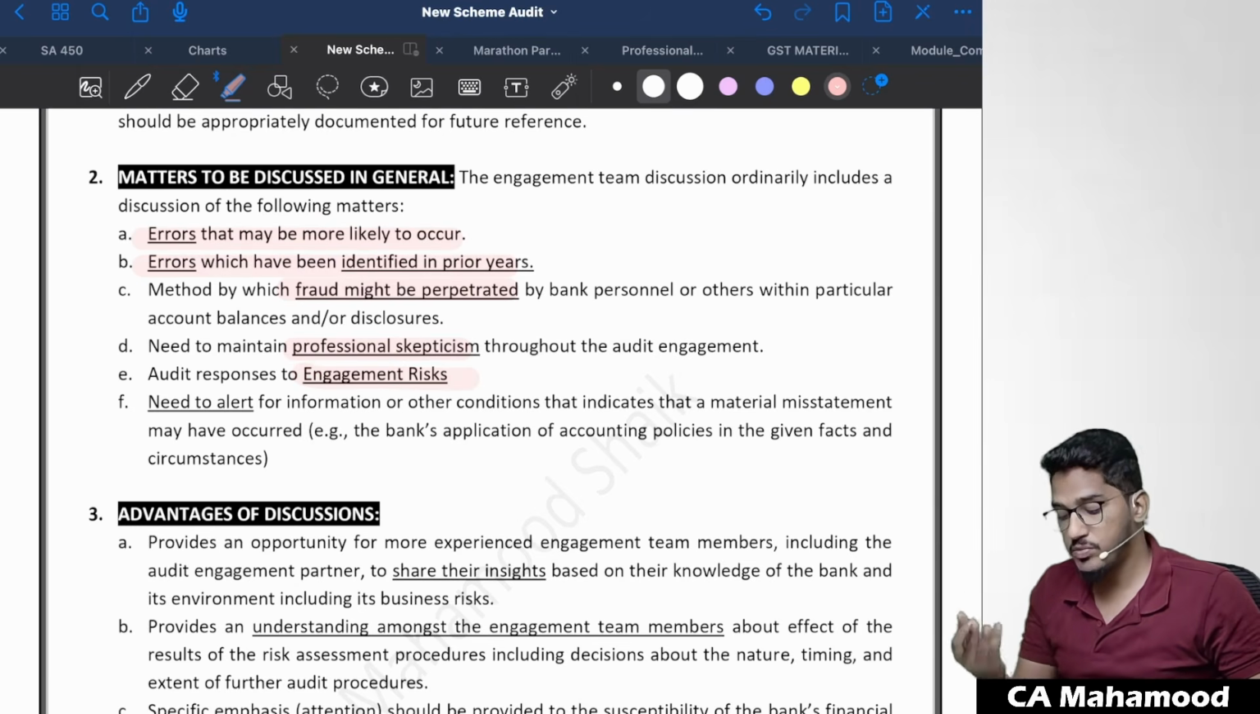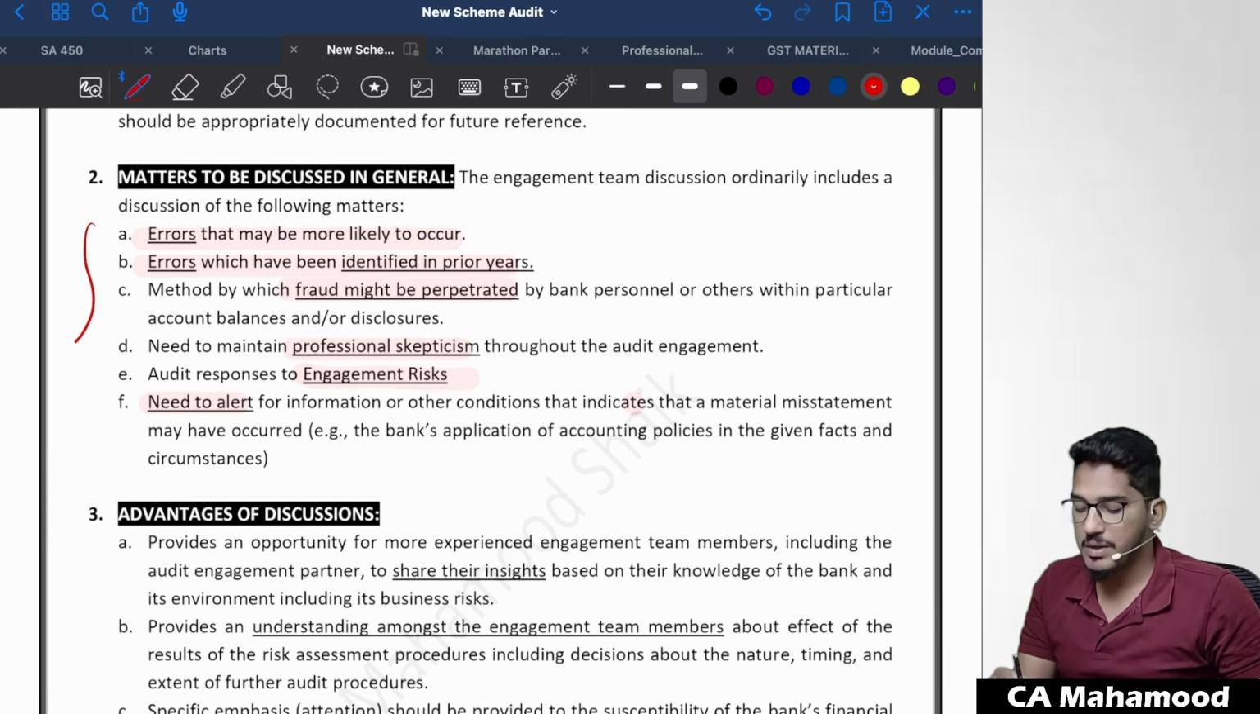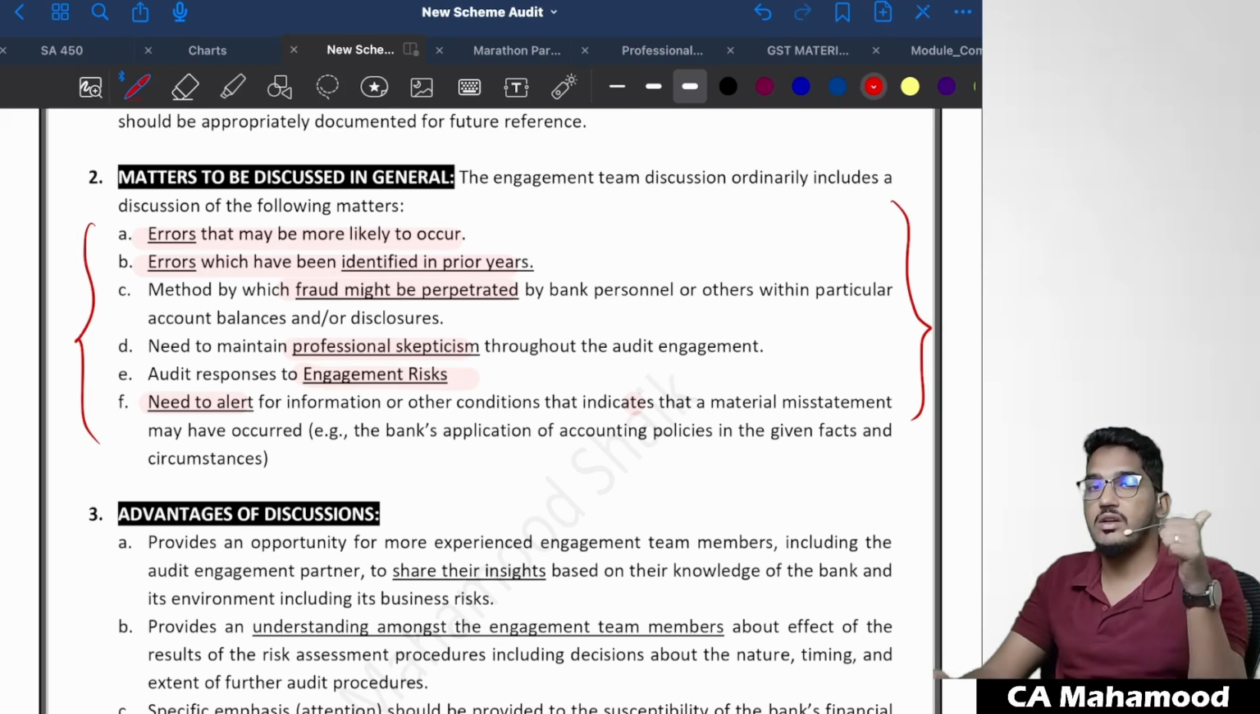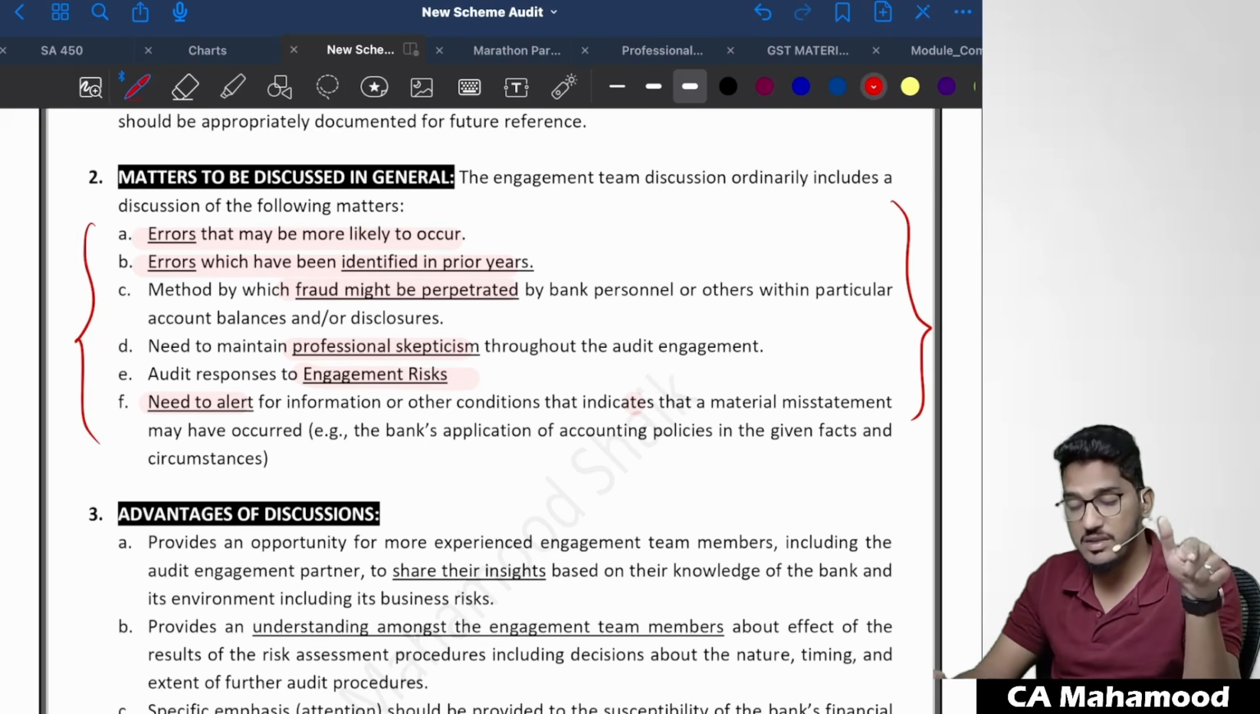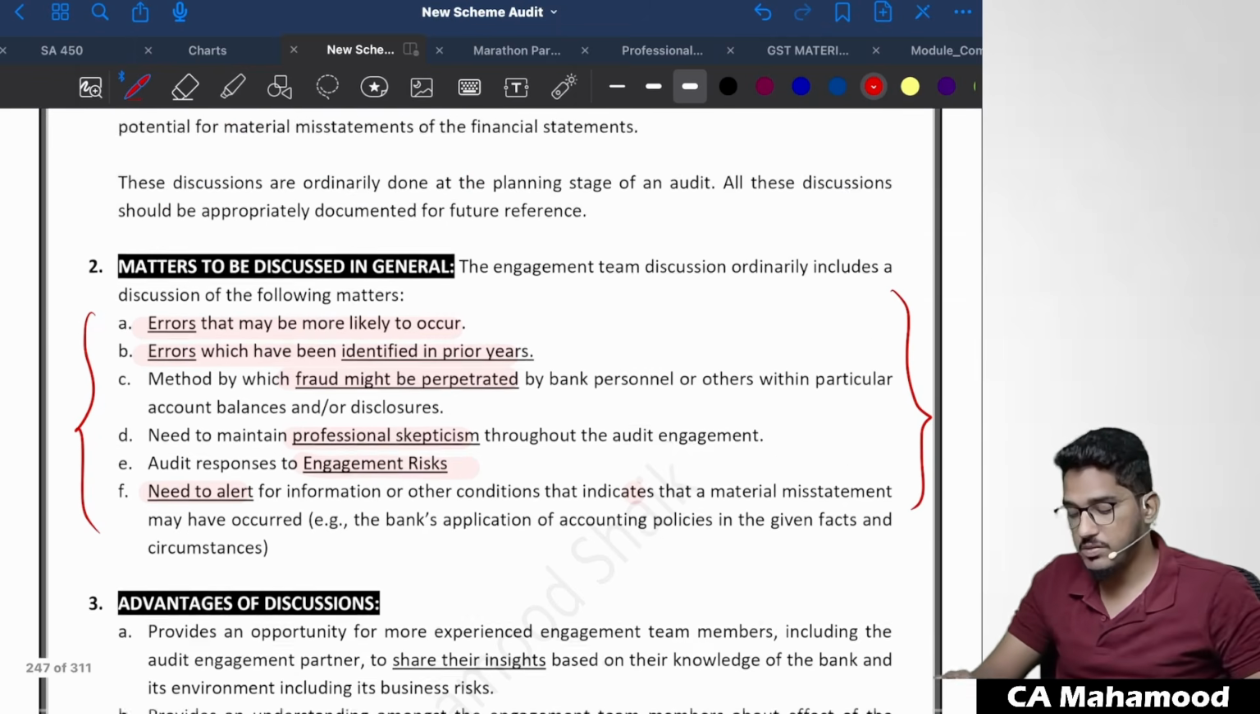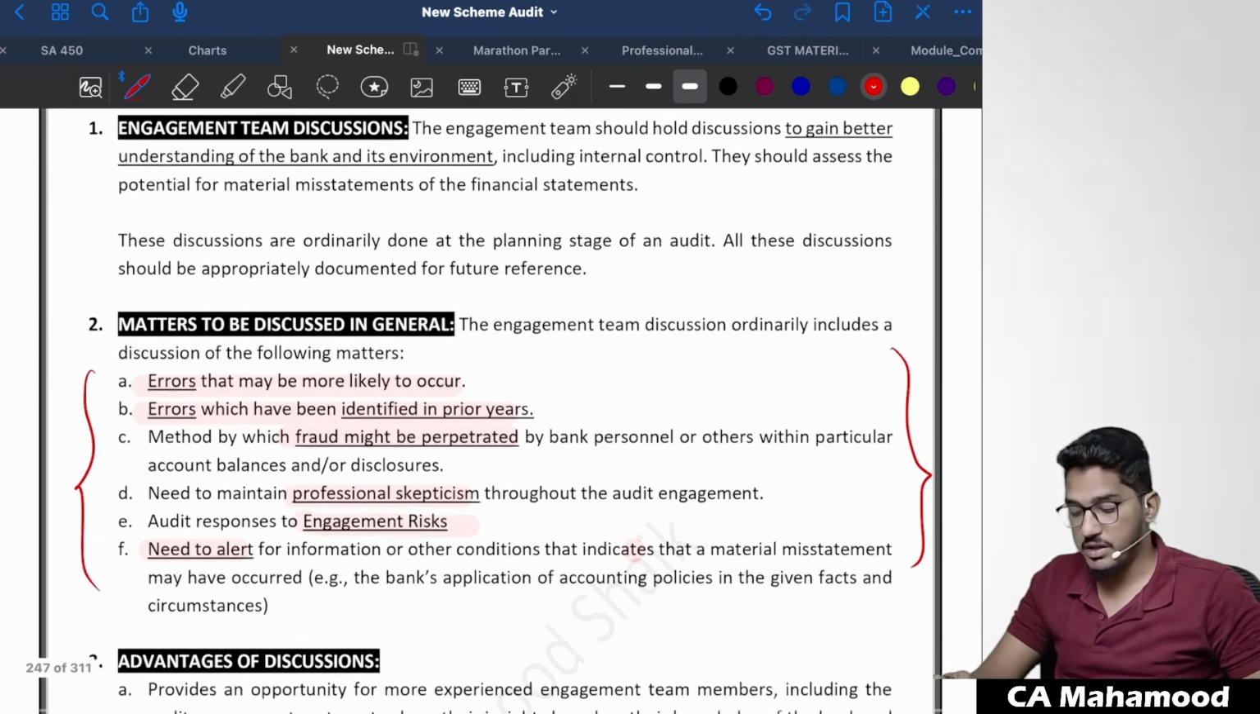If you find any risk, how to respond to that. And they will also discuss the importance of remaining alert to circumstances that indicate a material misstatement could have occurred. So generally at the planning stage of the audit, all the engagement team members will have a discussion regarding these matters, which are errors that are more likely to occur or errors that have already taken place in the past, methods by which fraud can be perpetrated, need for maintaining professional skepticism, how to respond to the engagement risk, and need to remain alert to the risk of material misstatement. All these matters will be discussed in the meeting.